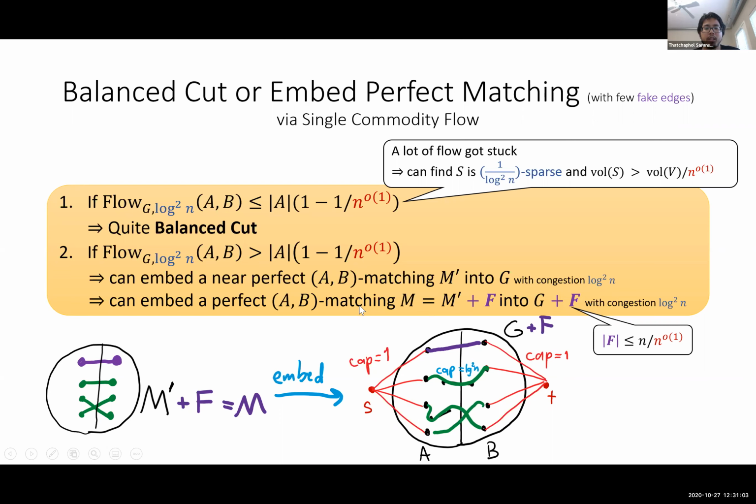So what do we have here? Just let me conclude. By running single commodity flow, we can either find a balanced cut or embed a perfect matching into the graph using some few fake edges. So this will be useful for us.